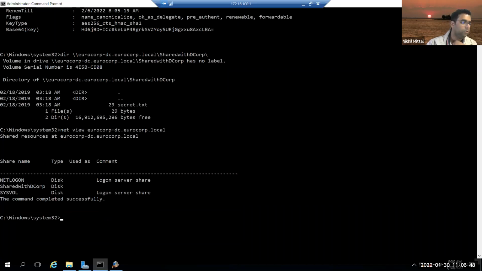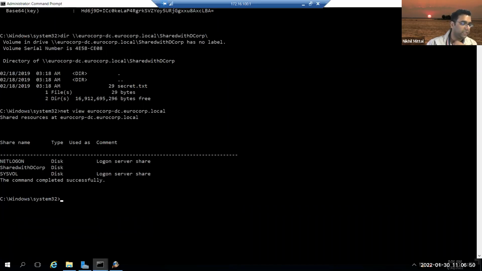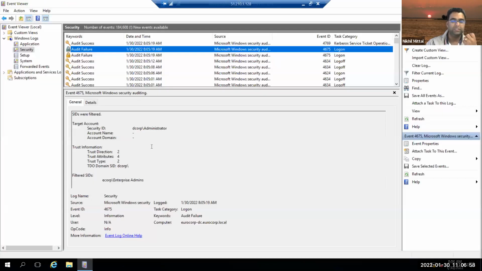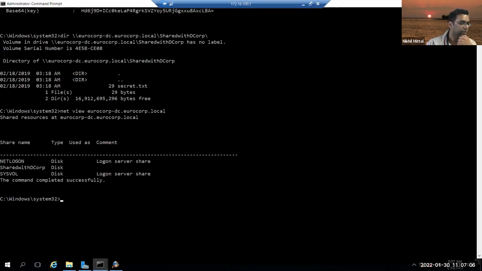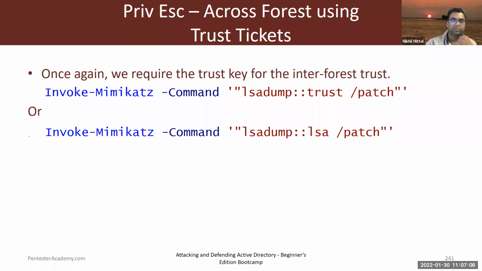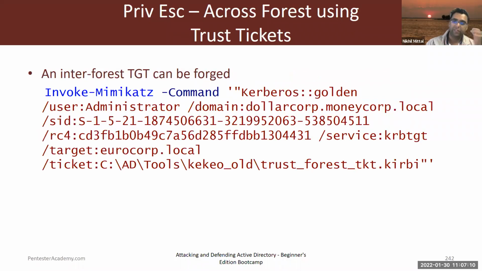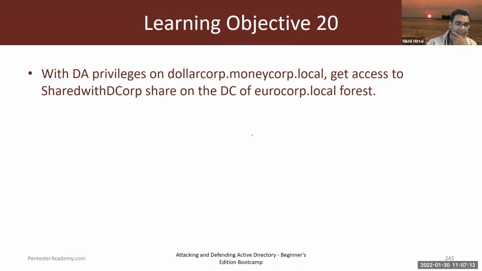All right, once again, so what's the conclusion of this exercise? It is that we can access explicitly shared resources thanks to SID filtering if we forcefully set a high privilege state that would be filtered on the forest boundary. All right. So that is what privilege escalation across forests using the trust key is.